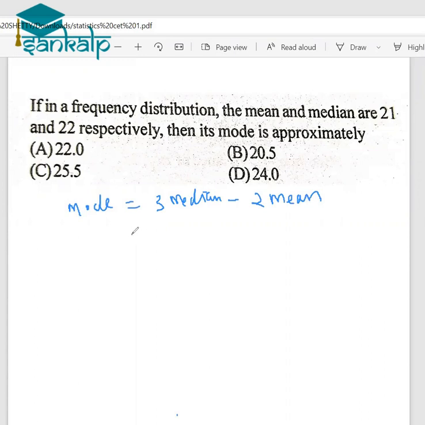So 3 times the value of median, which is 22, and the value of mean is 21. On simplifying, we get 66 minus 2 into 21, which is 42. So 66 minus 42 is equal to 24. So out of the given options, option A is the right answer. Okay, so we'll discuss the next question.